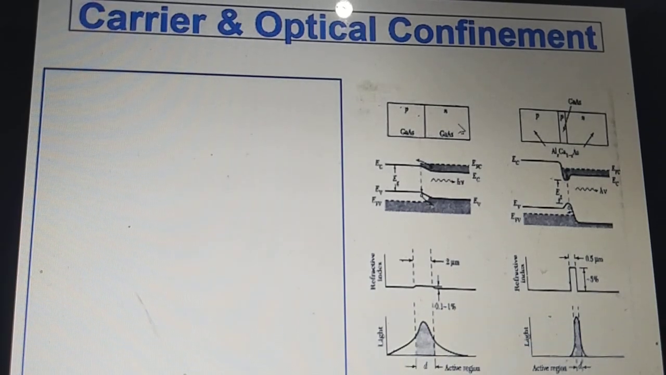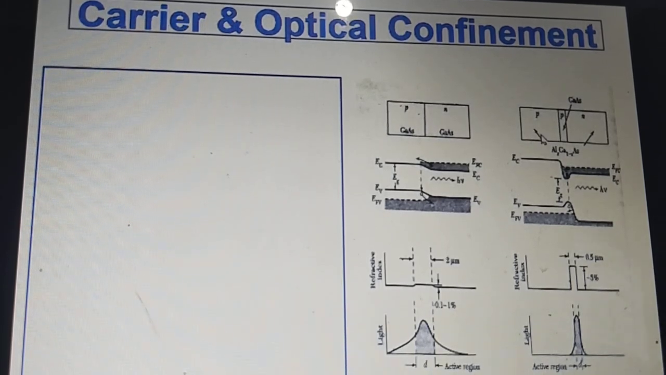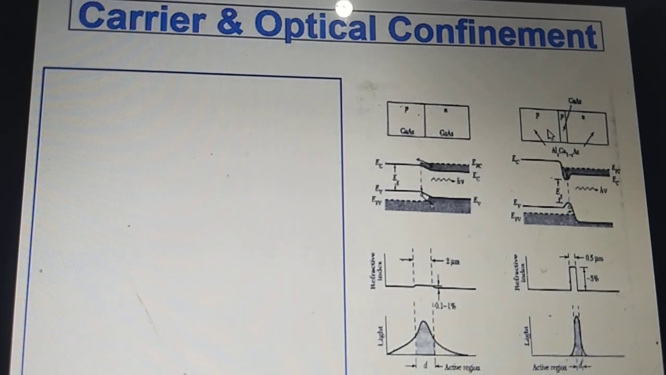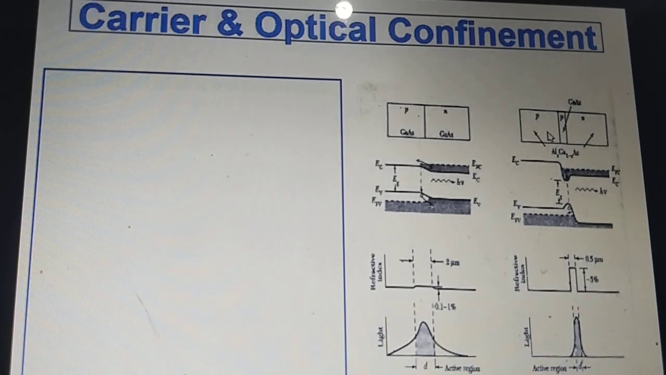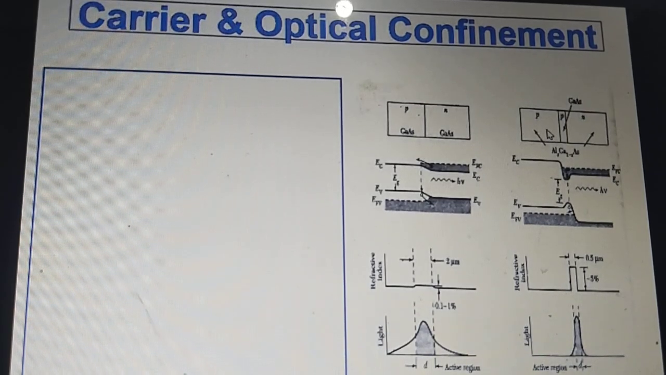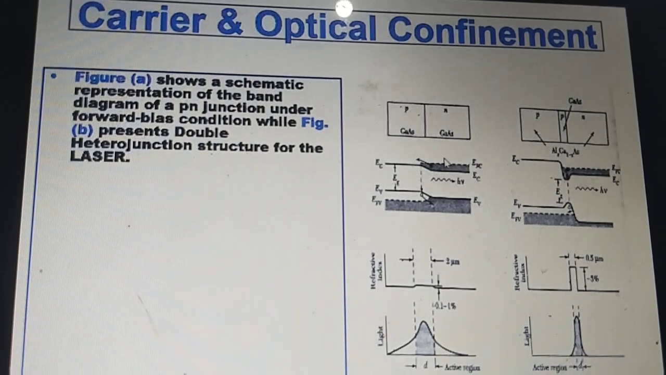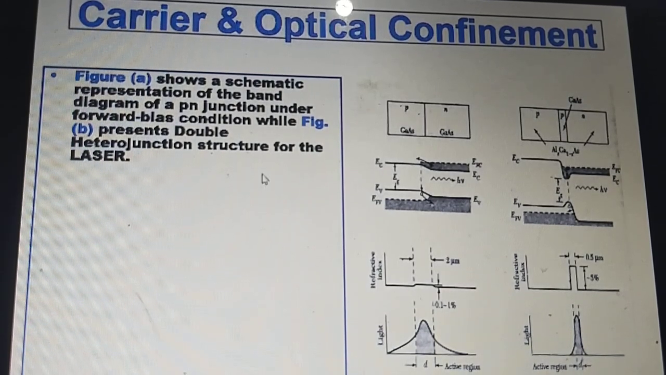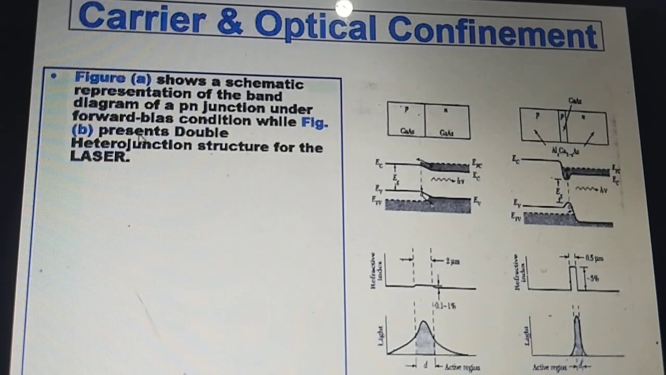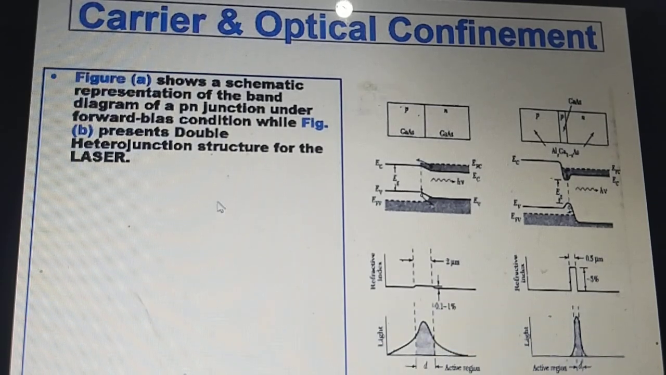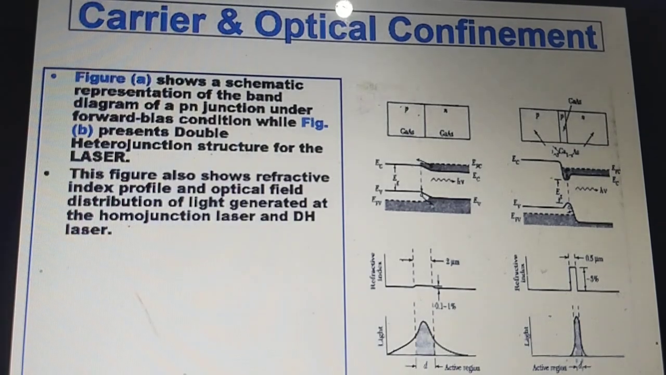heterojunction laser. This is a PN homojunction laser or PN homojunction diode. Here we can say PN DH laser, PN double heterojunction diode or PN double heterojunction laser. The structure is the same. Figure A shows the schematic representation of the band diagram of a PN junction under forward bias condition, while figure B represents the double heterojunction structure for the laser. So this I already told you.